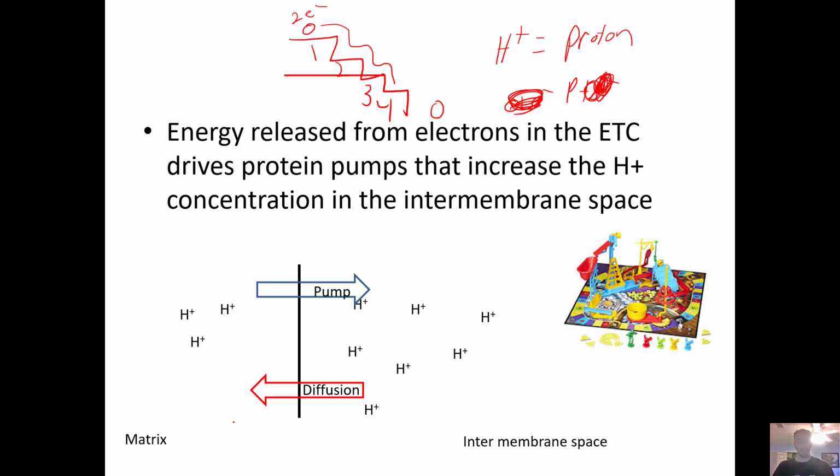And I want to show you, it pumps them from the matrix. So if we draw mitochondria, once again, there's the inner membrane. Here's the outer membrane. Here's the matrix inside here. It pumps them from the matrix into the intermembrane space, this area between the membranes, okay? It's pumping hydrogen ions out there, and it's making a high concentration of ions. High concentration, and then here is a low concentration.